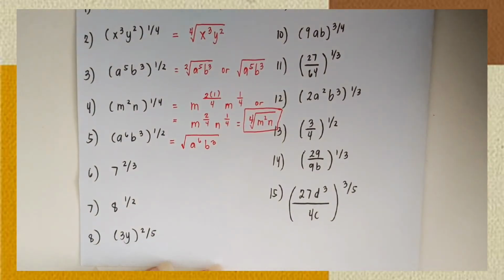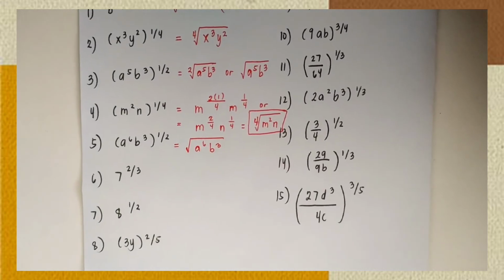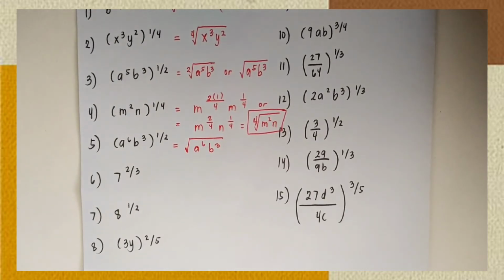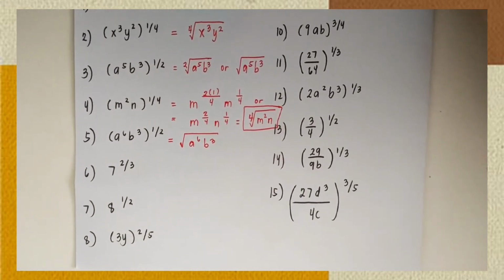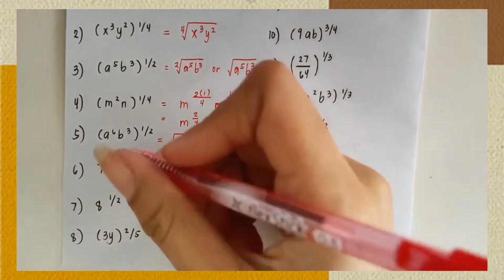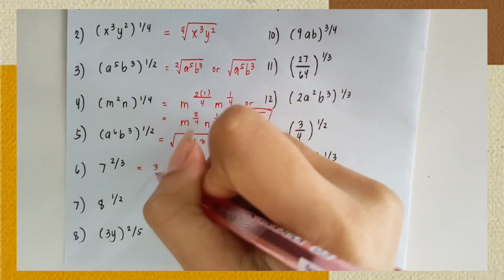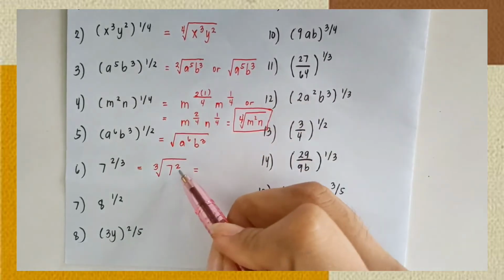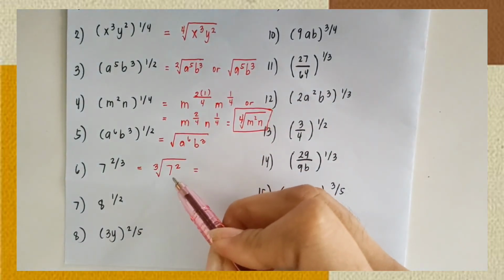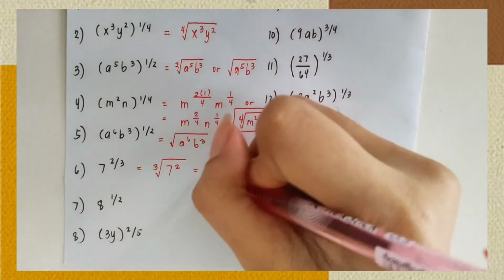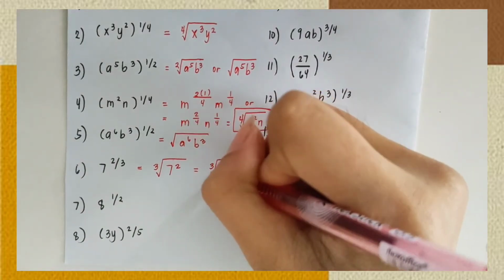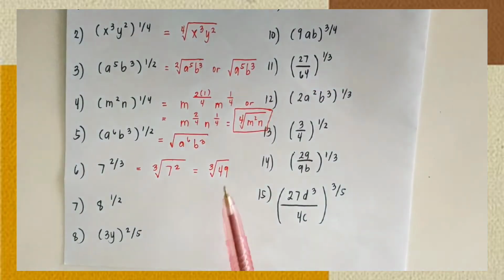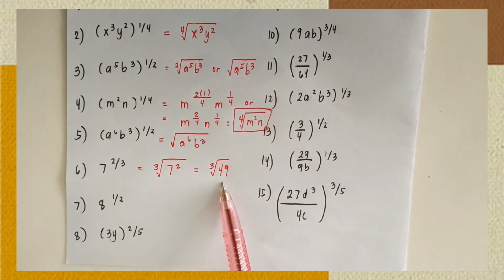Next, number 6. 7 raised to 2/3. So we have cube root of 7 squared. So let us perform this one. 7 squared is 49. So we have cube root of 49. This is our answer for number 6.